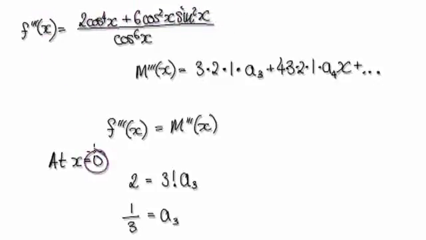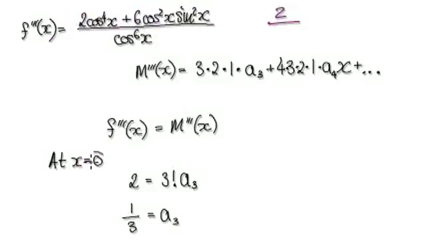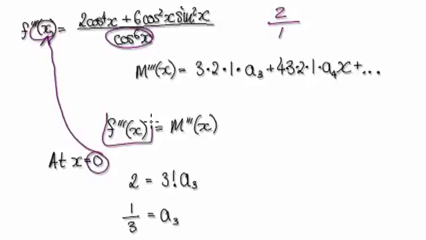So let me repeat that. Put 0 into here, this thing here will be 1. So here you will have 2. This whole thing here will be 0, so the numerator will be 2. At x equals 0, this thing here will be 1. So overall, this block here will be equal to 2. That's why you've got this 2 here.